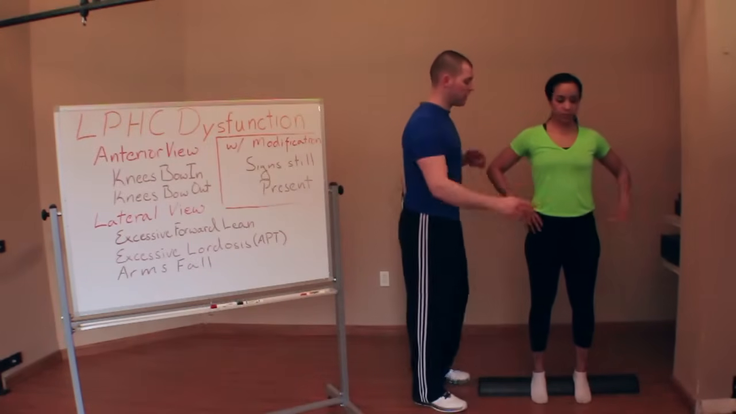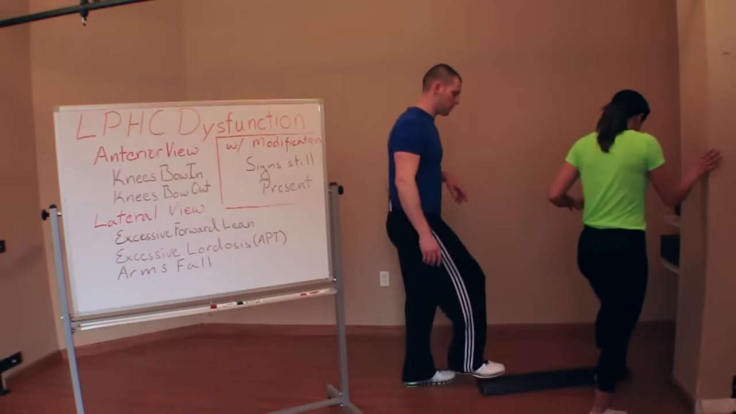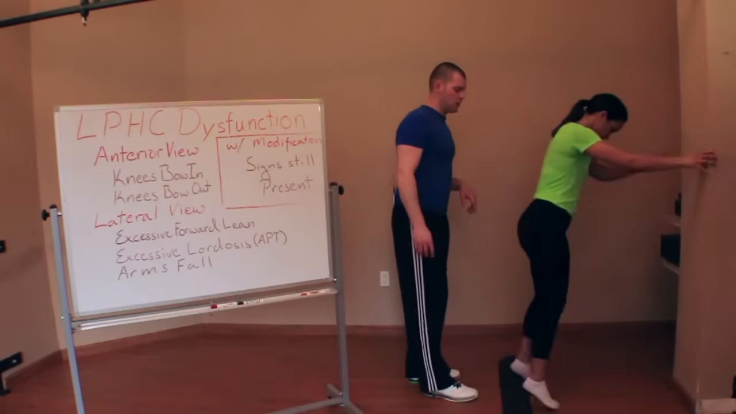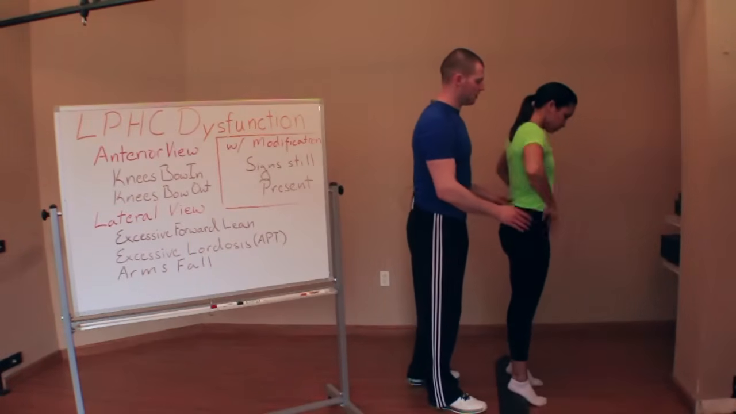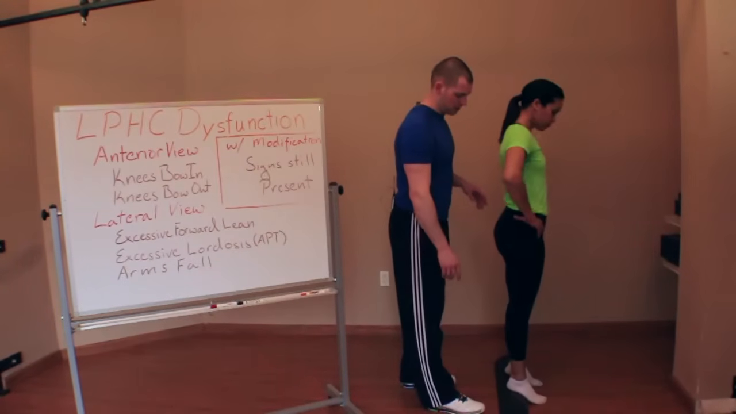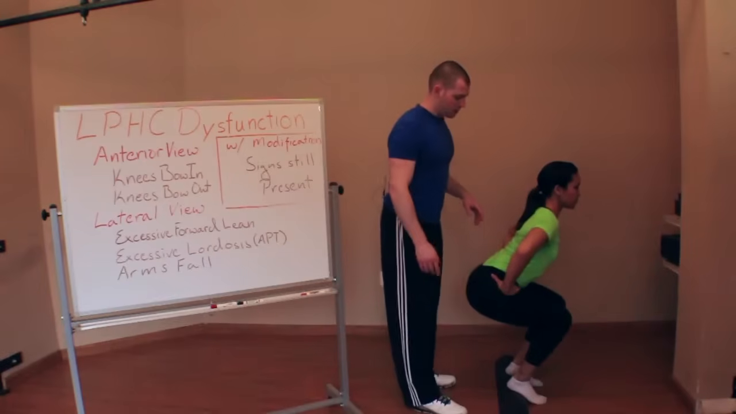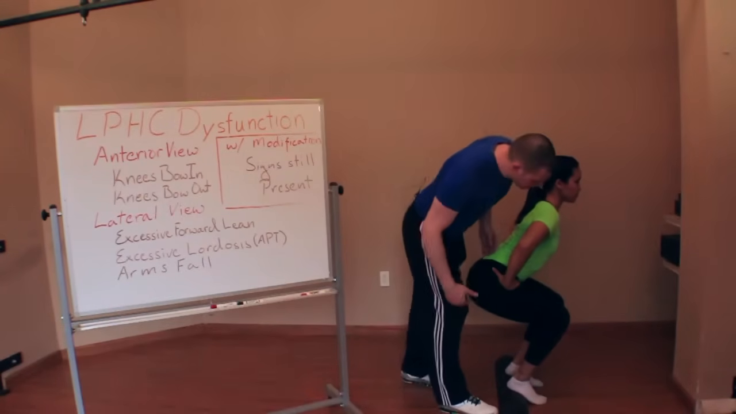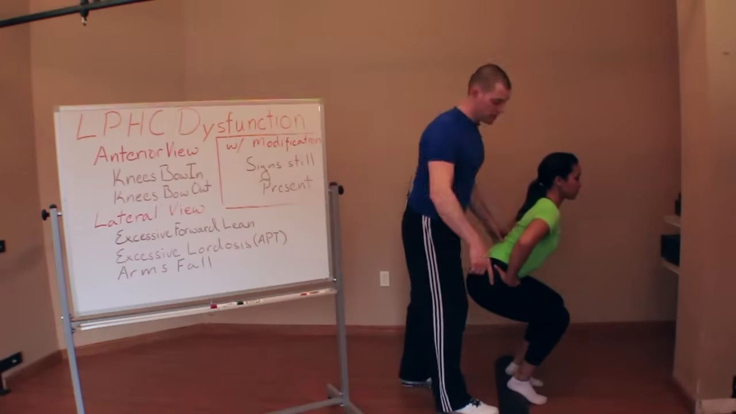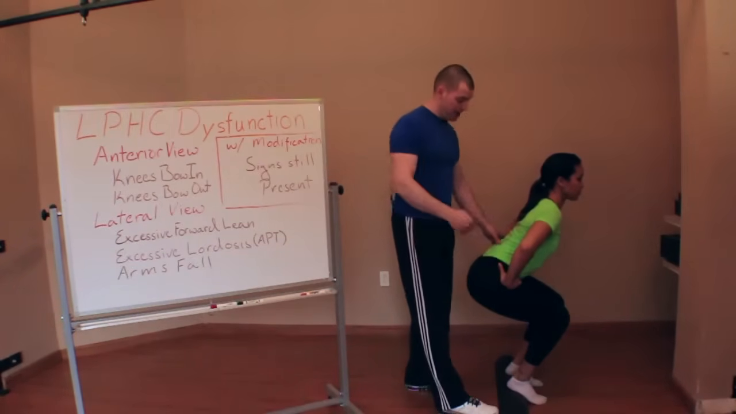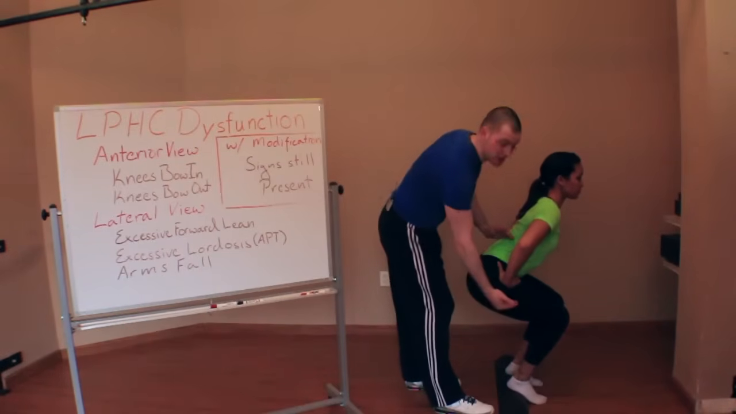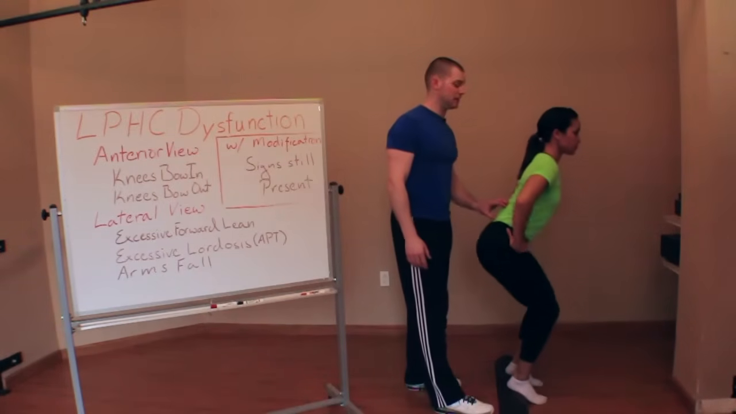Let's go ahead and turn sideways now. Let's see what happened to all of these signs when I had her hands down and her heels elevated. And what we'll notice is that her excessive forward lean more or less goes away. So I'm going to guess once again that her excessive forward lean was being driven by her lower leg dysfunction, but we still have an excessive lordosis. So that's definitely coming from her lumbopelvic hip complex.